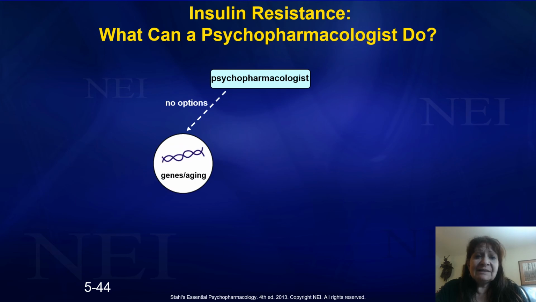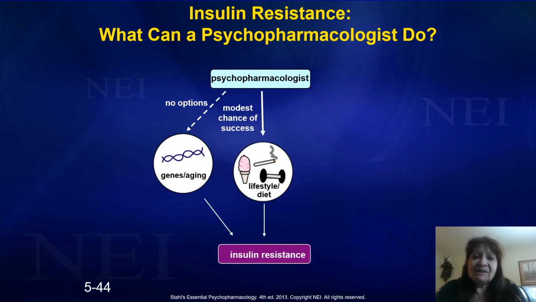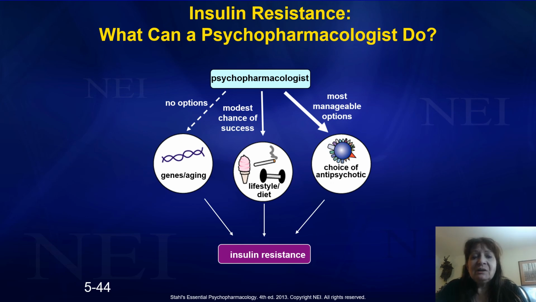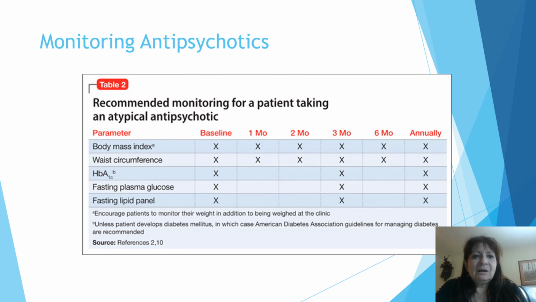What can you do about it? You can try to change the antipsychotic. You can encourage the person to look at their lifestyle or diet, and there are currently practitioners recommending that you either initiate medicines to help with the weight gain, such as metformin, or that you collaborate with the patient's primary care doctor and see to it that this problem is not ignored and that it is managed as best as possible. This is recommendations for how often you should do blood monitoring and monitoring of BMI and waist circumference.